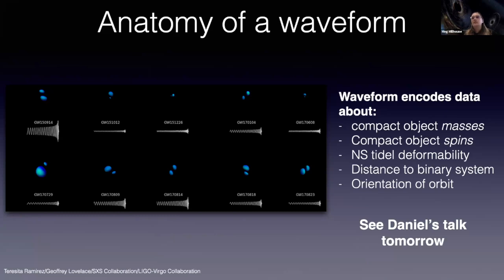So from the waveform, we can infer physical properties like how big the component masses are, how fast they're spinning and in what direction. If it's a neutron star, you can learn about the tidal deformability or how much it stretches and squeezes. And then you can also learn things about the location and orientation of the signal source. So, whether the orbital plane is face on or edge on, as well as where it is in the sky. And Daniel's talk tomorrow will go into more detail on how we measure these things, or what we call parameter estimation.